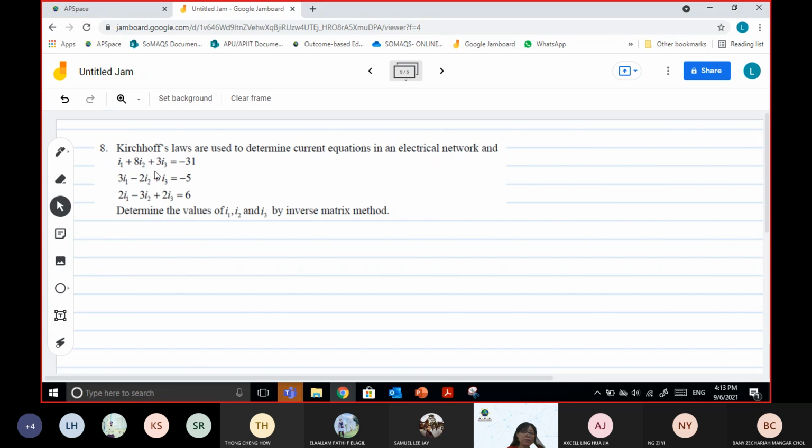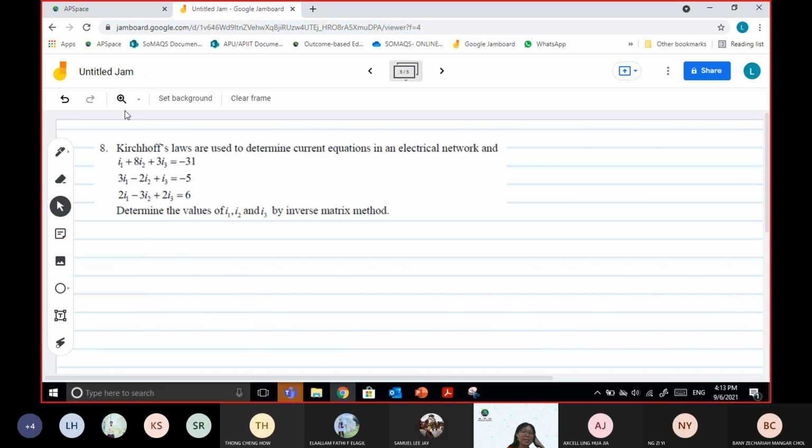Okay, so for question 8, they mentioned the laws are used to determine the current equation in an electrical network. The I here is the current, that's why they say current equation. There are 3 equations, and I1, I2, I3 are the currents, which are unknown, and you need to determine the values of I1, I2, and I3 here.